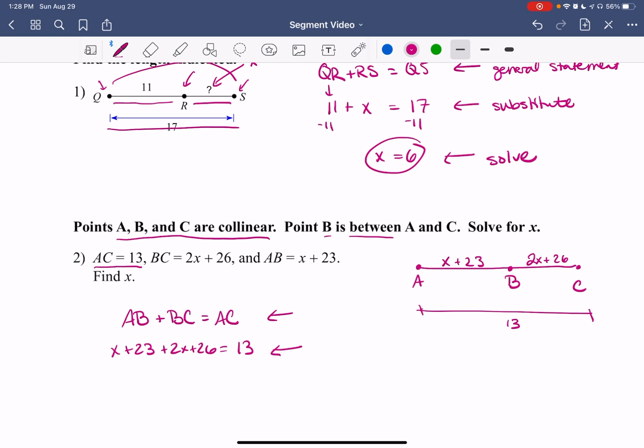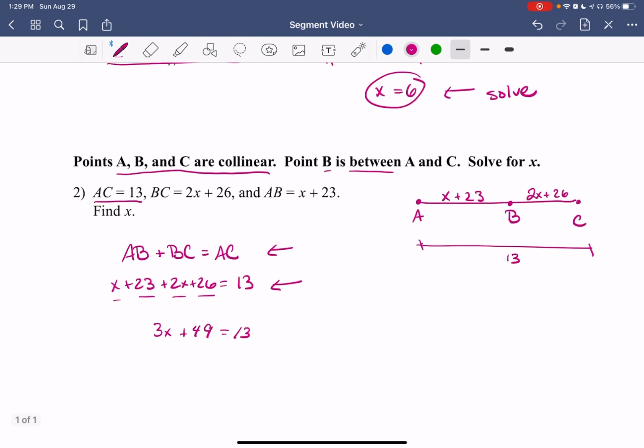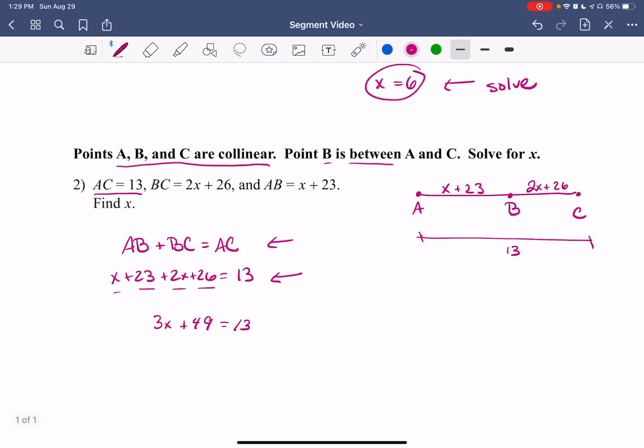I'm going to gather my like terms on the left. So x plus 2x, that makes 3x. 23 plus 26, let's see, that's 49. So I have 3x plus 49 equals 13. Now I've got to subtract. I'm going to take that 49 over to the other side. So let's subtract 49. So 3x equals, let's see, that's negative 36. We're going to divide both sides by 3 to get that x equals negative 12. So we wrote the general statement, we substituted, and we solved.